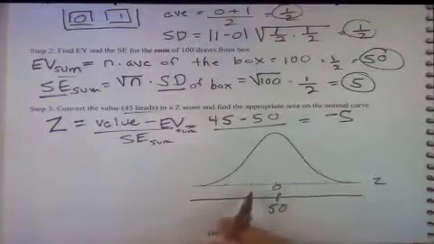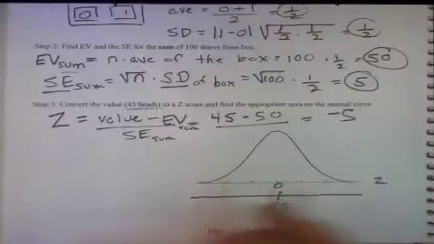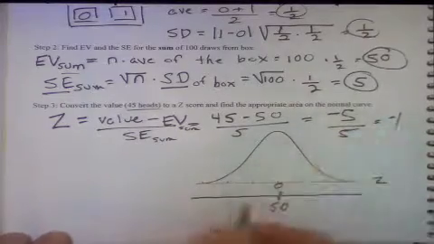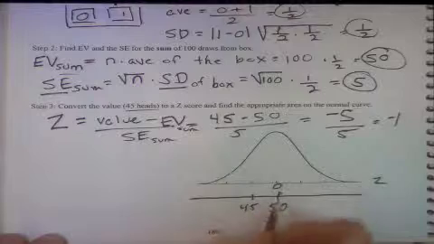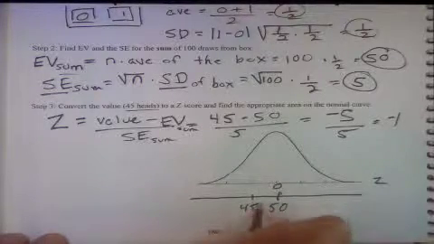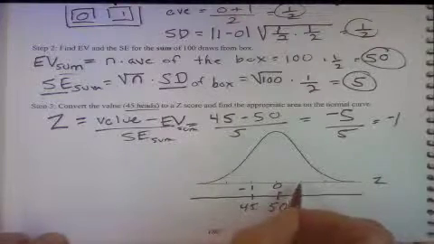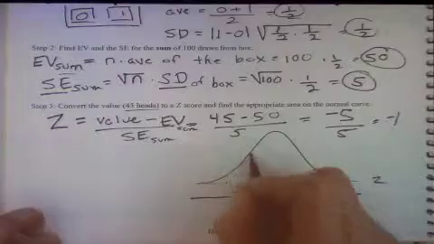This will be 1 standard error. This will be 2. Well, the standard error is 5. So that's why we have 1 below, right? So this is where 45 is. It's just 1 standard error below, which is -1. And that's where 50 would be. 55 would be here.